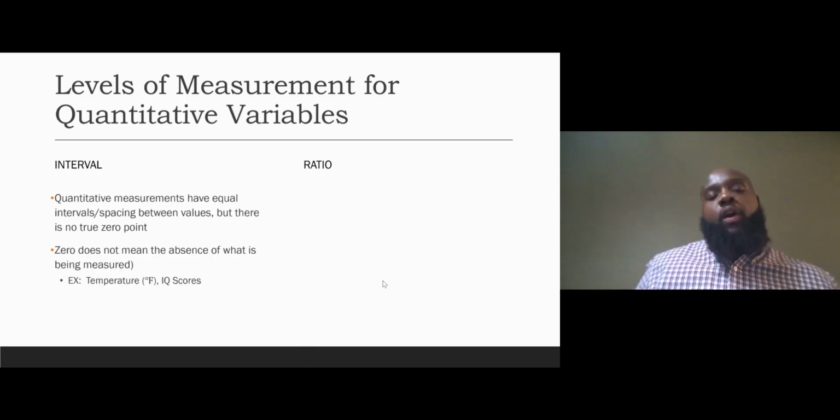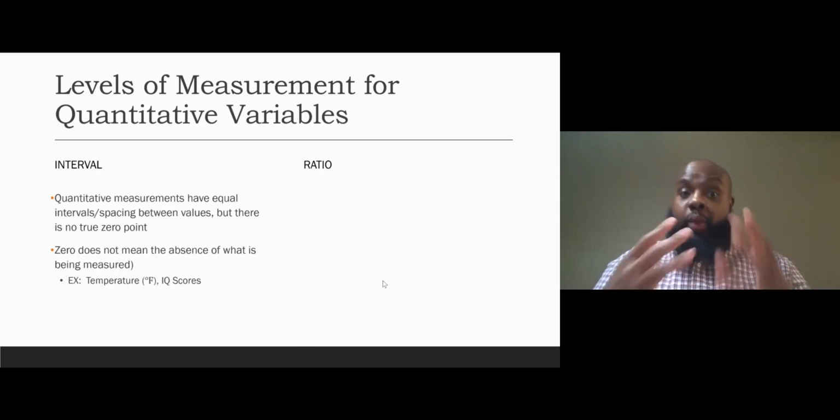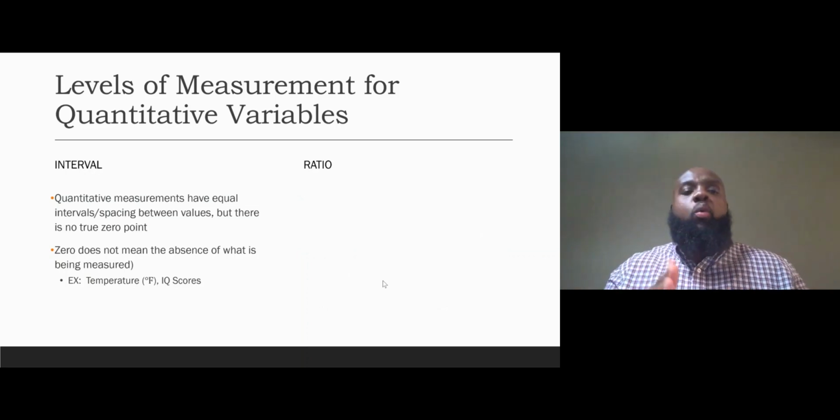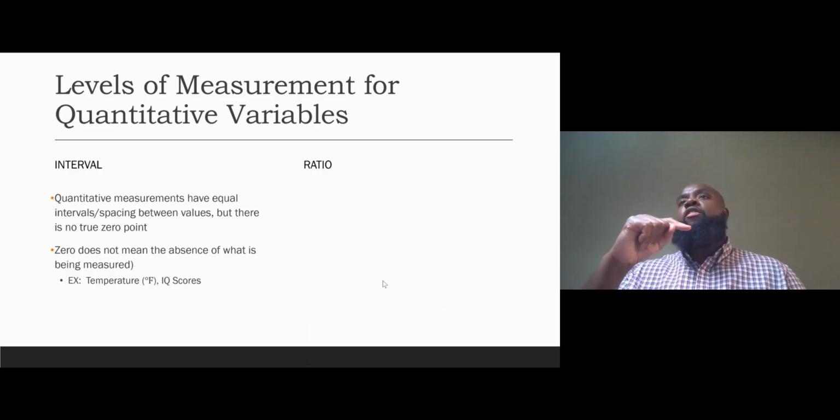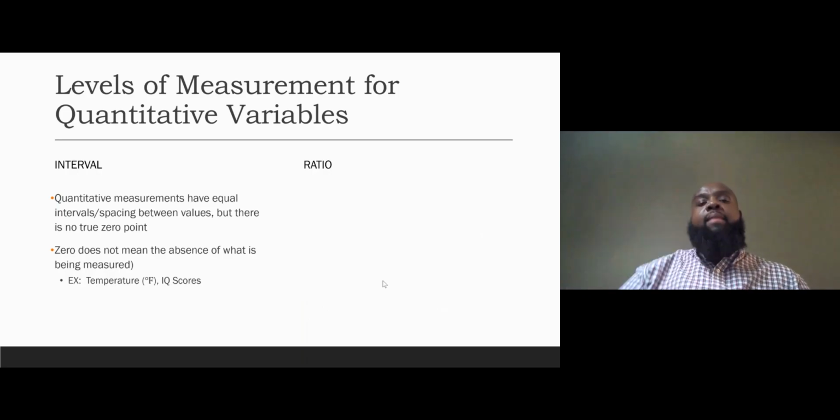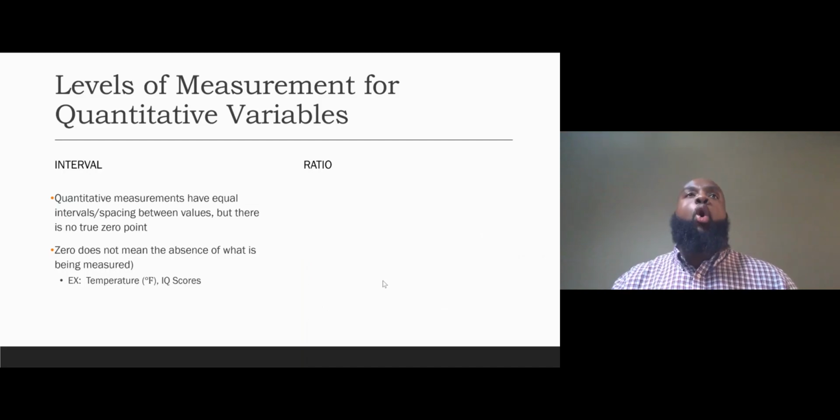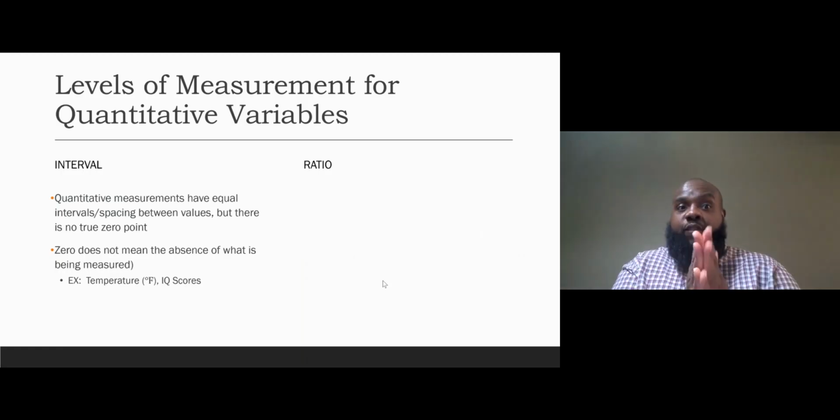All right. But with interval, we have quantitative measurements. So we have numerical values, and there is equal spacing between those values. So the difference between a 1 and a 2 is the same as the difference between an 8 and a 9, right? But there is no 0 point for that variable. Now, in general, 0 usually means the absence of whatever is being measured. And so when we say that there is no true 0 point for interval level data, that means the value 0 that variable takes on doesn't mean the absence of that property, right?